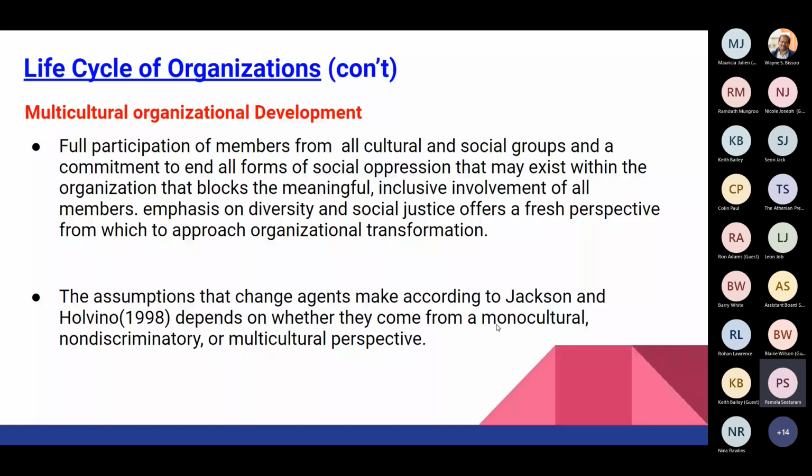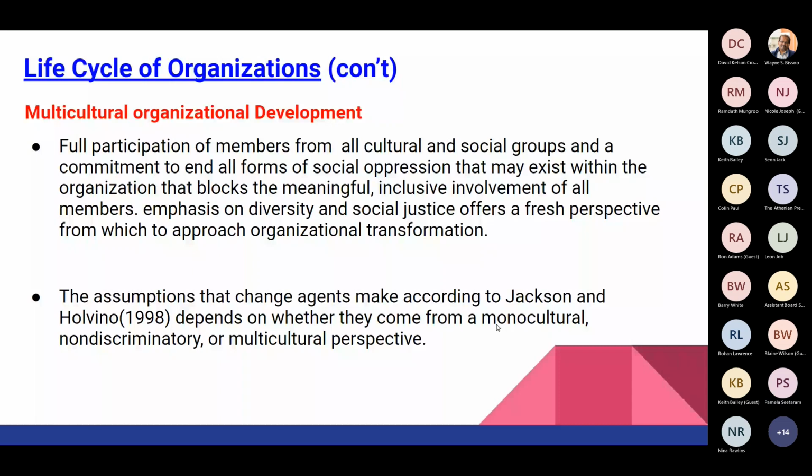Let's think a minute there about if every organization under the Ministry of National Security made a commitment to end all forms of social oppression, right? That would clearly be a transformation, right? And in that way, it'll be a better place for all of us workers there, right?